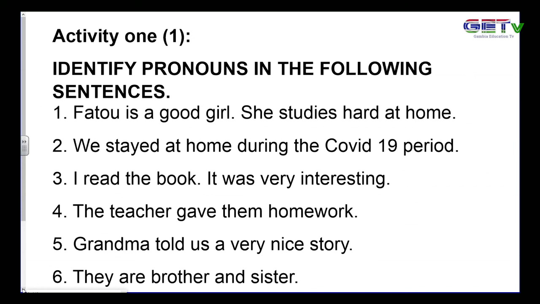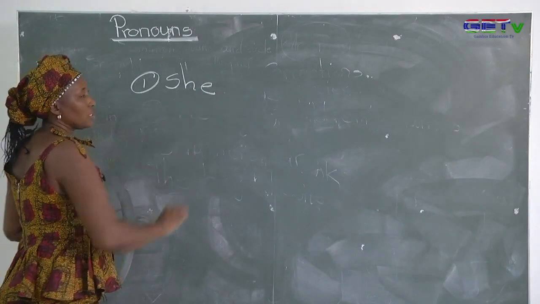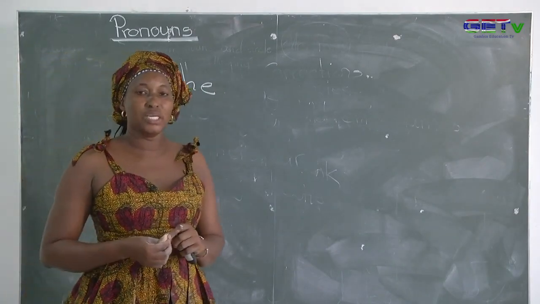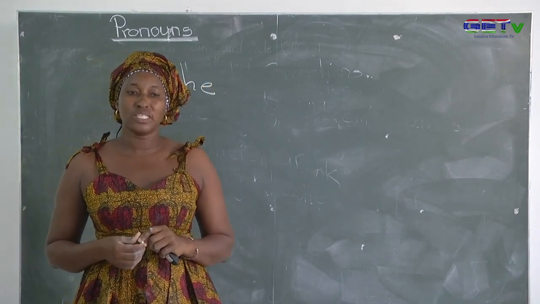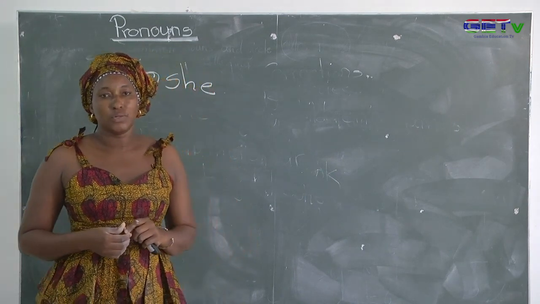Fatu is a good girl. She studies hard at home. Try to identify the pronoun in that sentence. What is the pronoun for number 1? She. She is the pronoun there. Fatu is a good girl. She studies hard at home. We move to number 2.